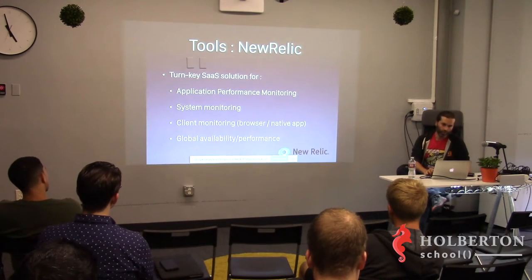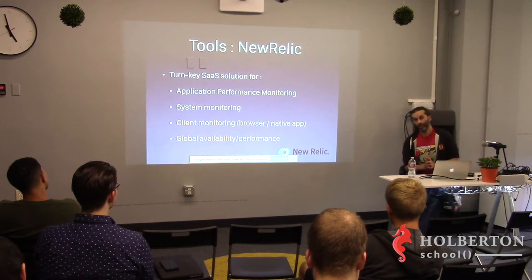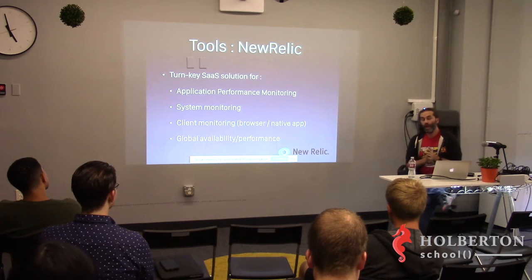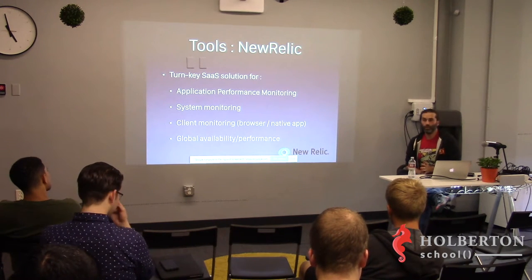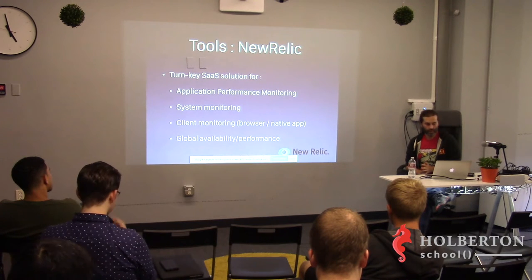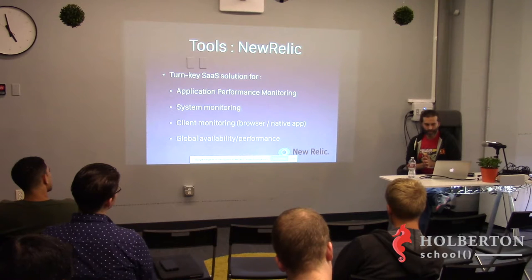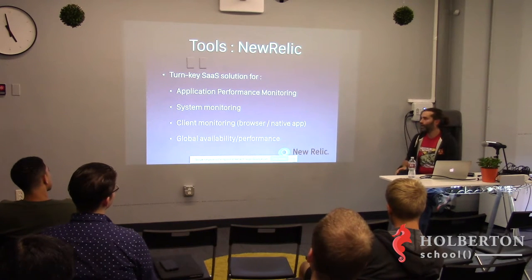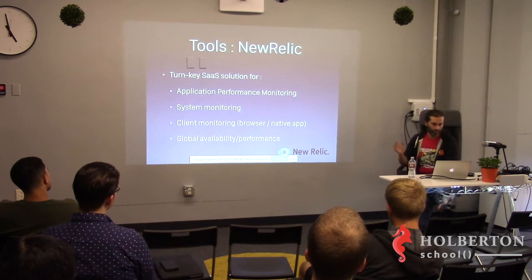We also use New Relic. First we use it for application performance monitoring. We put an app in production and then we want to know what is slow in the app, what are the slow data sources. We also use it for the system monitoring. We already have a full feature system monitoring with Nagios and Zabbix, but we also use New Relic on one machine.